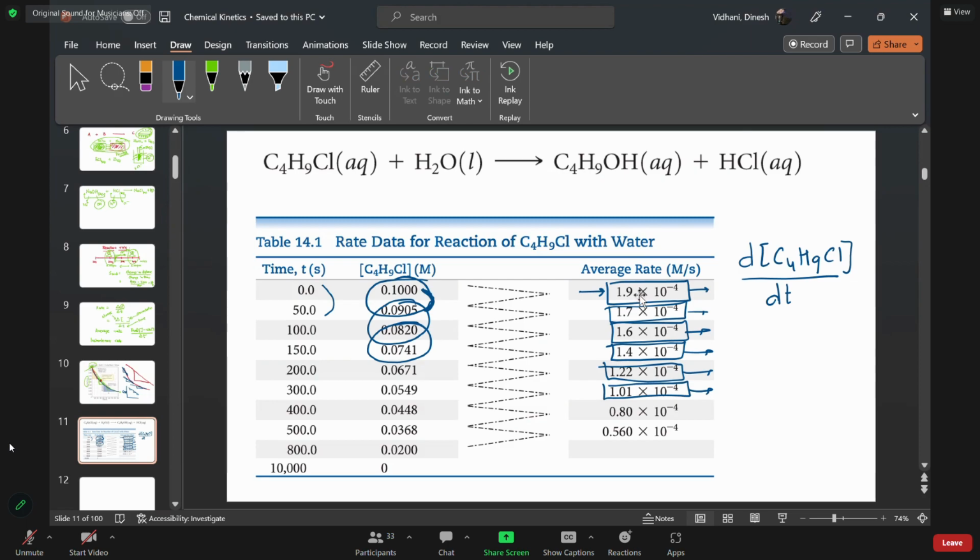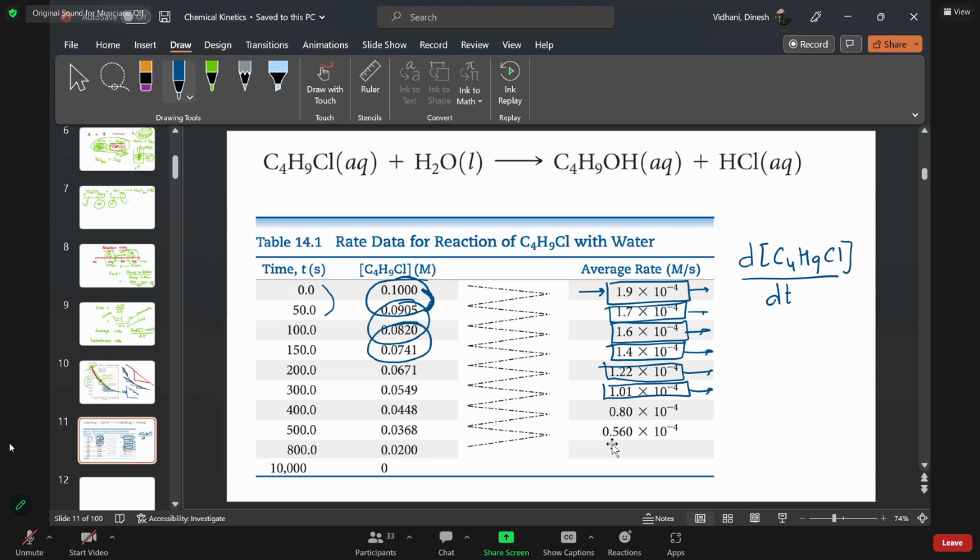So the rate of reaction is falling down. You can see that at every point it is falling down. Why? Because there's less and less reactant while there are more products within the same flask.